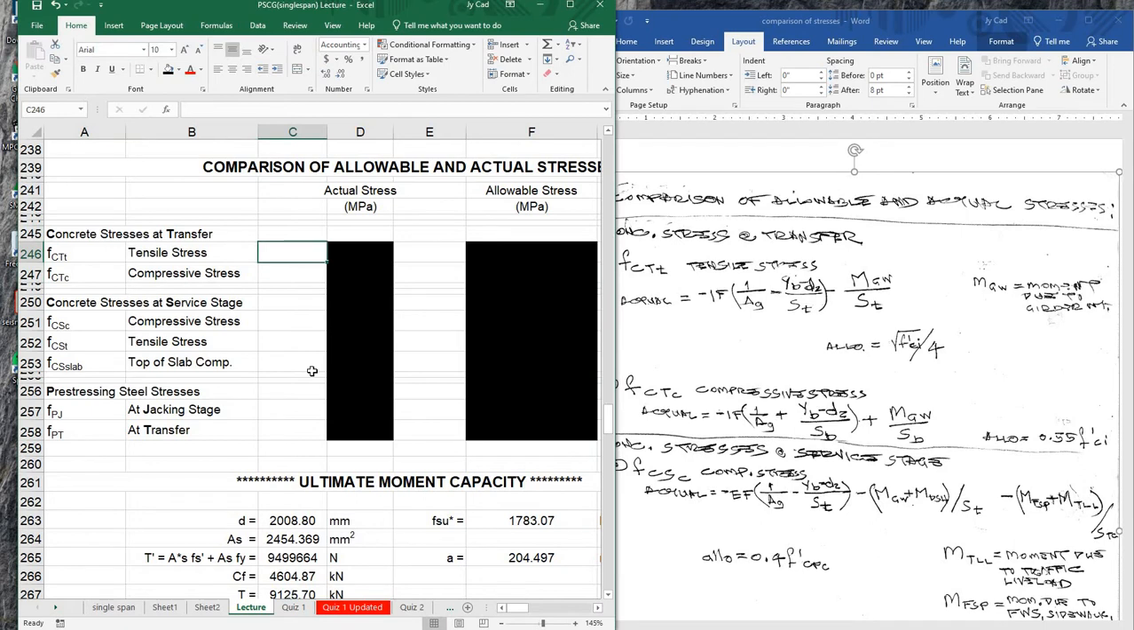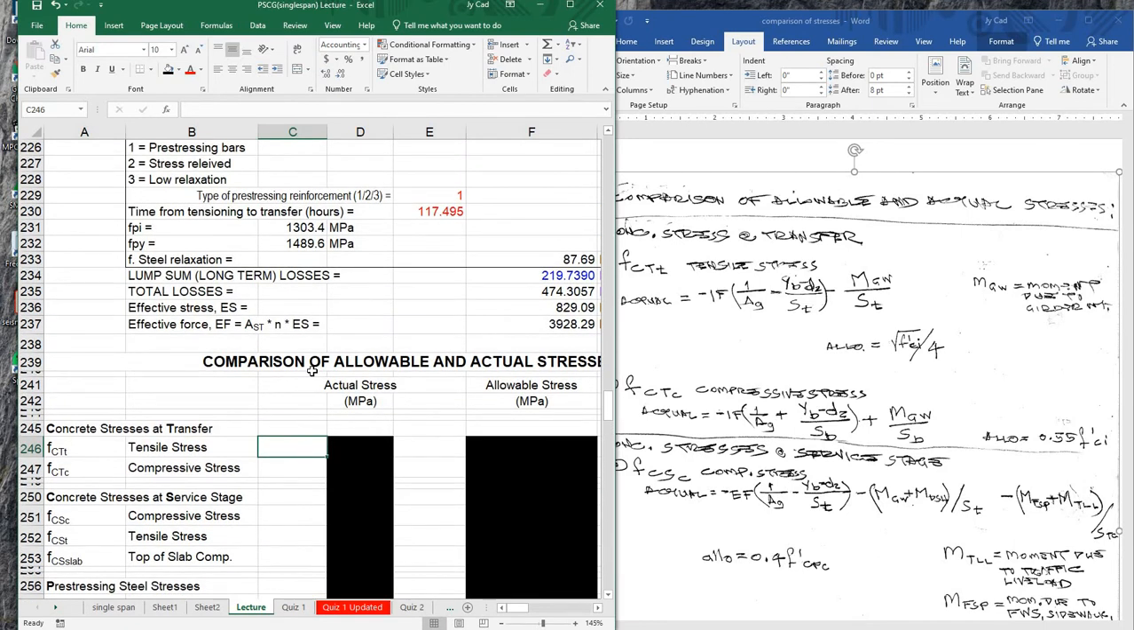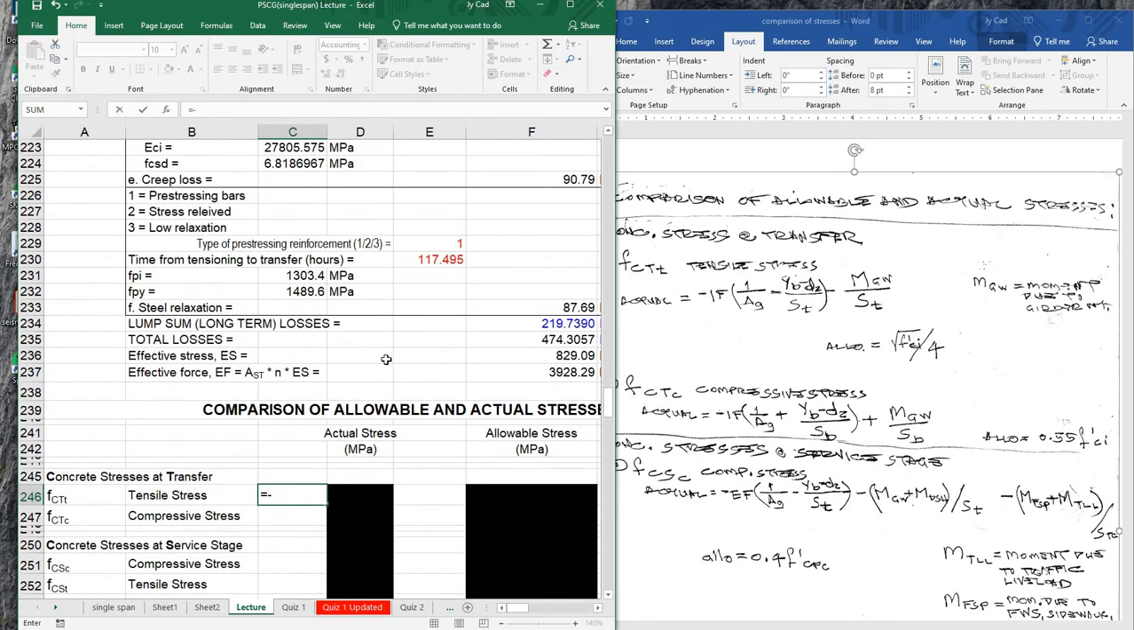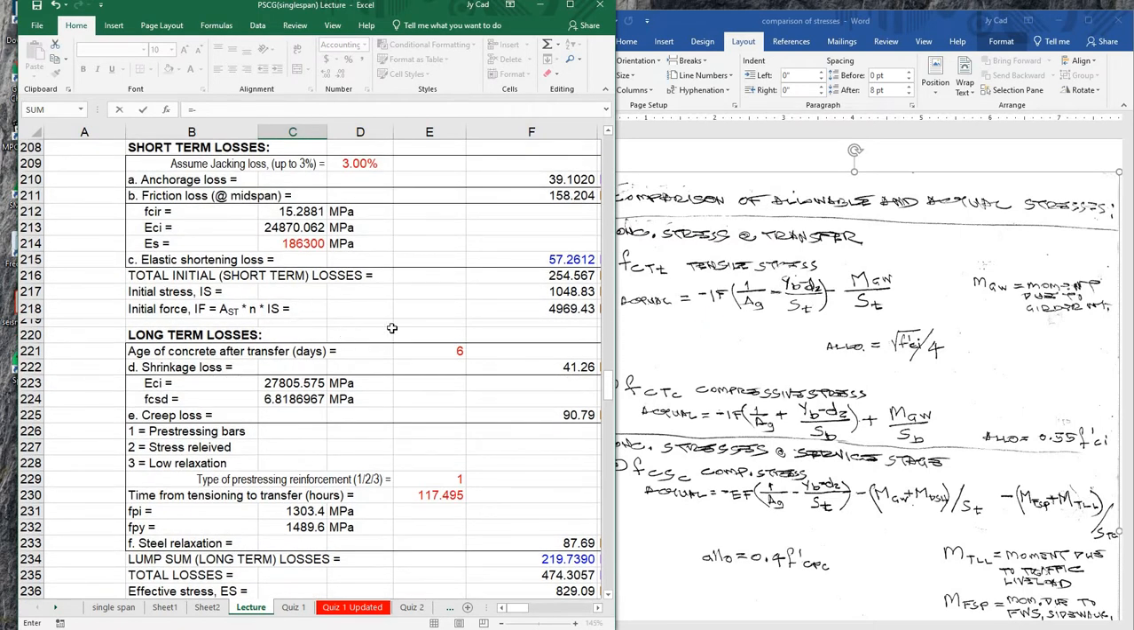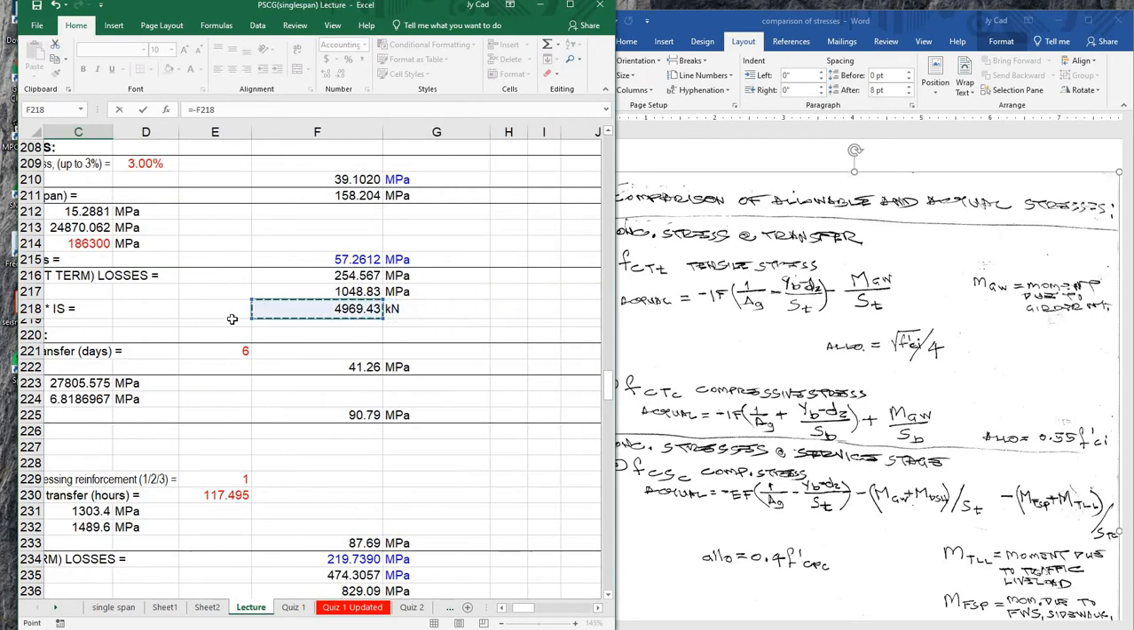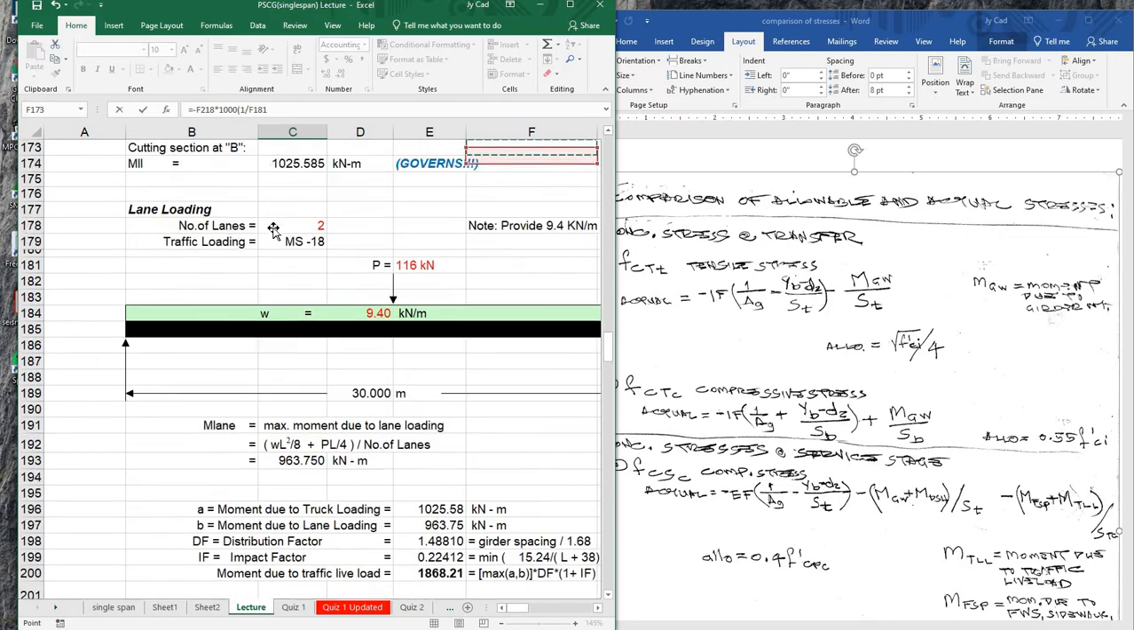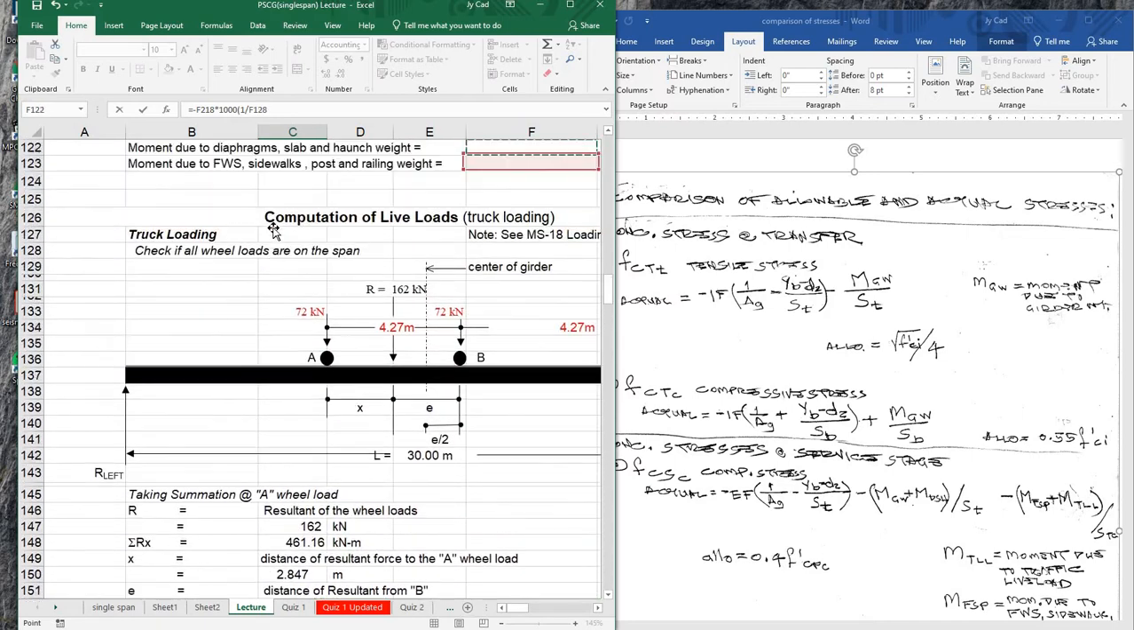Okay, so here we go. Equal sign, and then negative, and then this is initial force. Nandito yan sa short-term losses. Ayan, okay, so initial force. Take note that this is in kilonewton, so you have to multiply that by 1,000. And then, open parenthesis, 1 all over area gross. And that is found in the basic section properties.